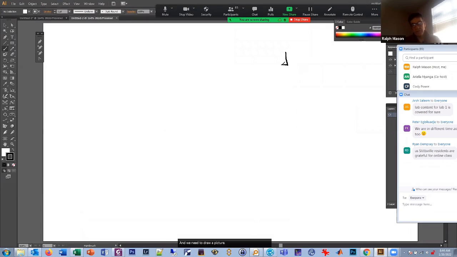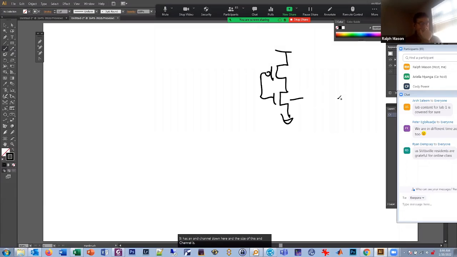Okay, I need to explain a few things here. An inverter, like so. And this inverter, it has an N channel down here, and the size of this N channel is 300 nanometers by 30 nanometers. So that's the width, that's the length.